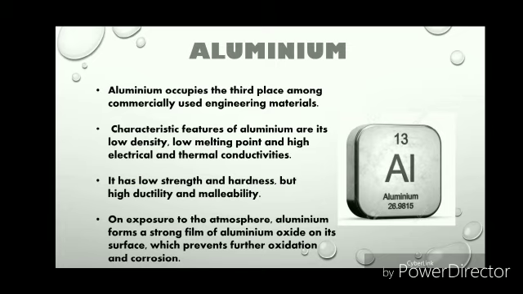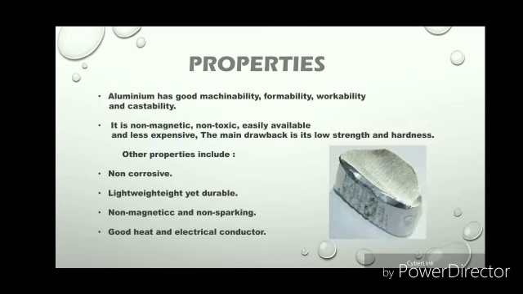It has low strength and hardness but high ductility and malleability. On exposure to atmosphere, aluminum forms a strong film of aluminum oxide on its surface, which prevents further oxidation and corrosion. Properties: aluminum has good machinability, formability, workability, and castability. It is also non-magnetic, non-toxic, and easily available. It is less expensive compared to other metals, but the main drawback of aluminum is its low strength and hardness.